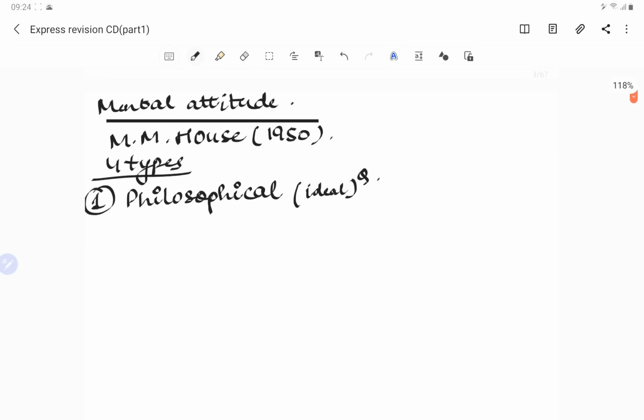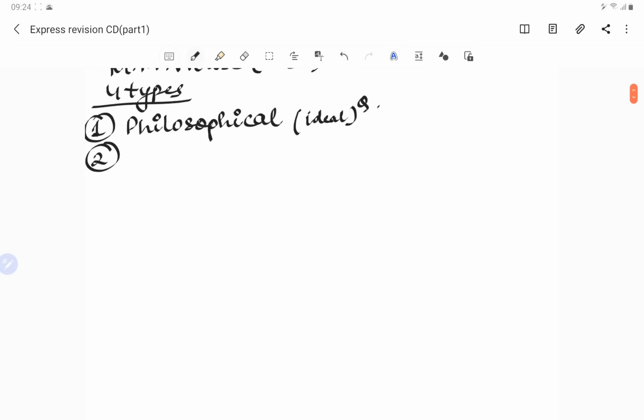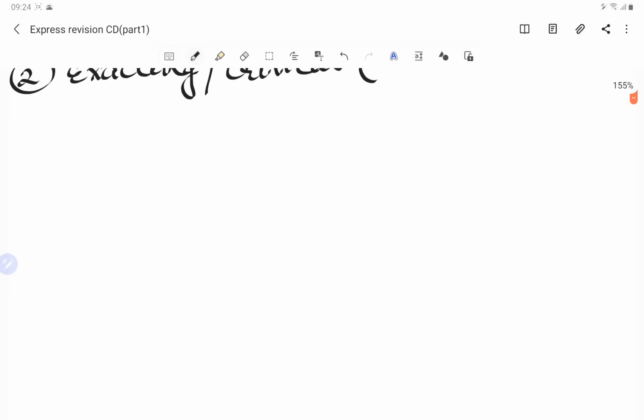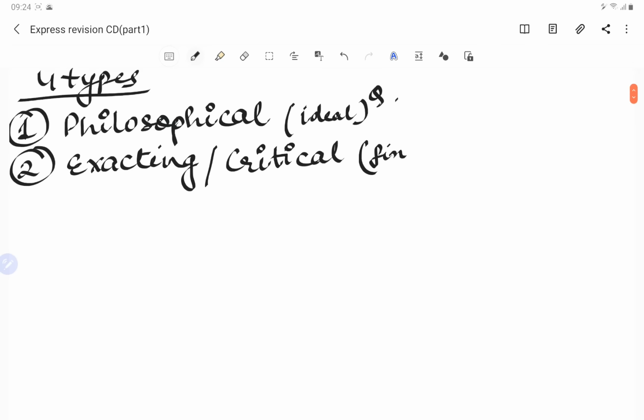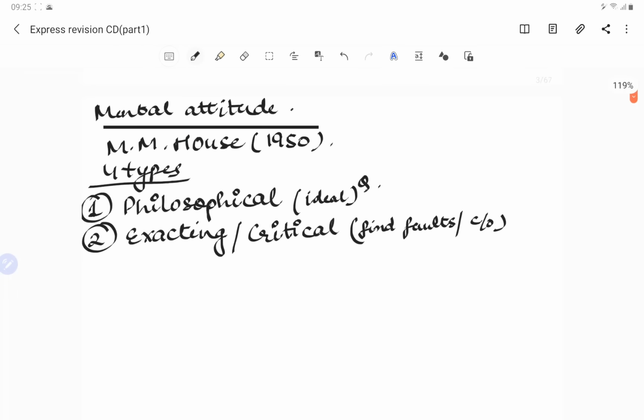And then the second one we have is the exacting. As the name suggests, exacting means the patient is going to tell you the treatment you should do. So he'll be talking about the treatment. So this is the exacting or the critical kind of patient. So basically the patient is going to find faults. He'll be complaining all the time. So find faults and complaining.